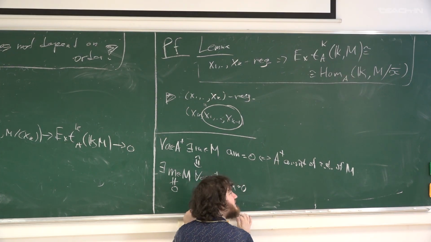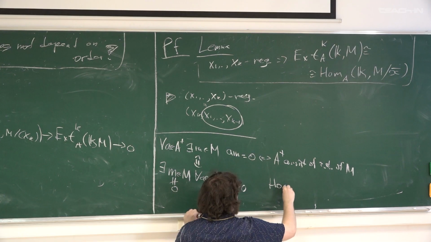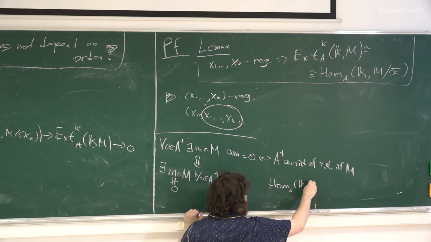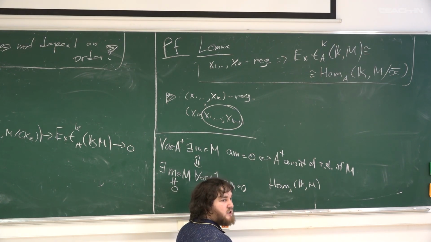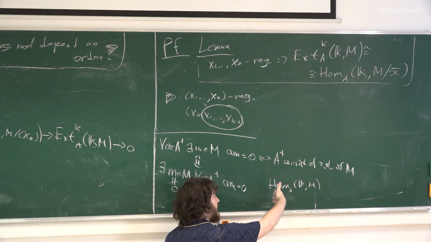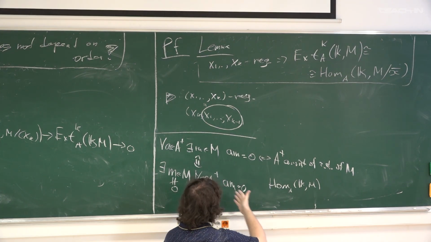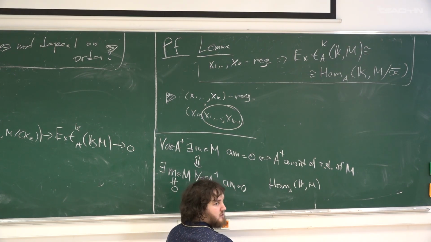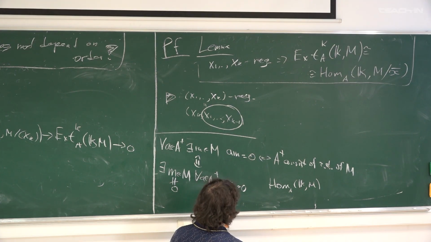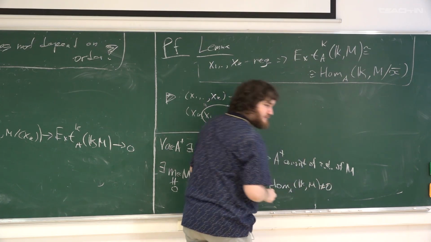What is this element? Such elements are exactly Hom from K to A, because Hom over A from K to M is defined by the image of the unit, and the image of the unit is exactly some element which is annihilated by any A plus, because the unit is annihilated by any A plus in K. So such elements are in bijection with this Hom. So in fact, this is equivalent to saying that this Hom is not 0.